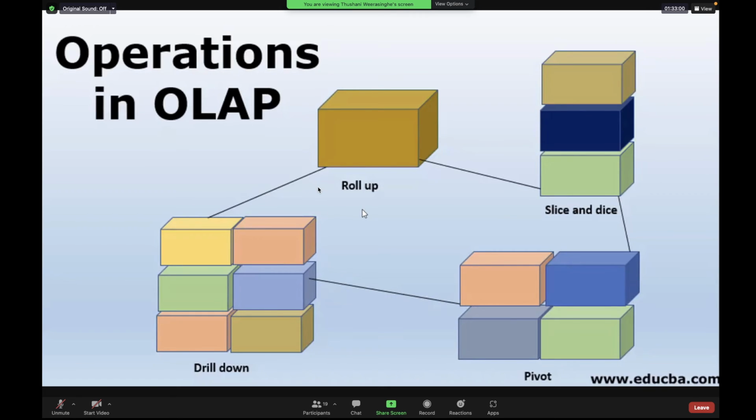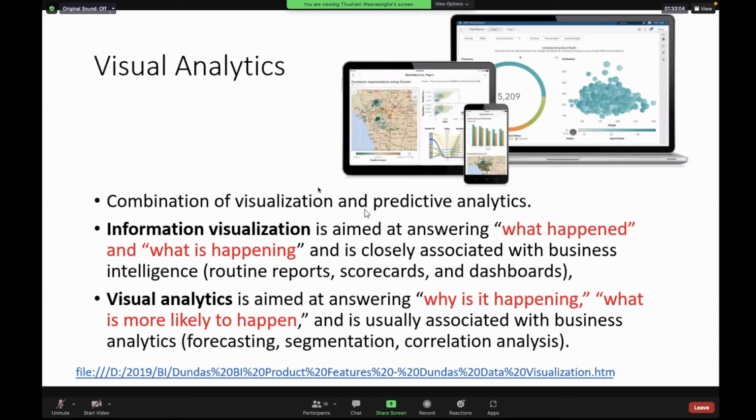Now you can see here, the next one is about visual analytics. In visual analytics, these are the things that you might have done with the analytics subject. There you have to answer when you analyze the visual information. Now all these are actually infographics.